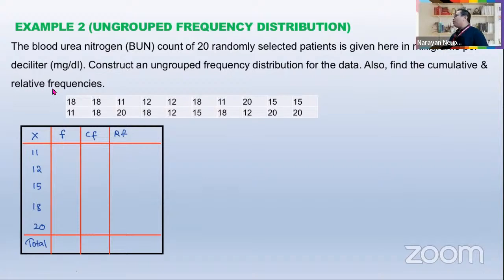Now, what you have to do is we have to count and write the frequency. So first, I'm going to count how many 11 are there. It's 1, 2, 3. I just see 3. Is that right? Okay, there are 3, 11. Now, please count the remaining and complete the table.